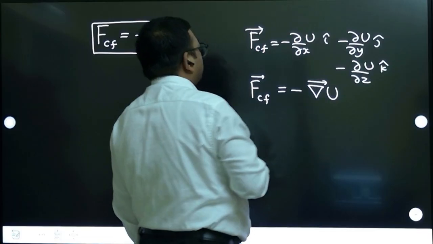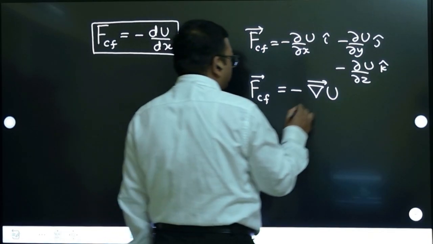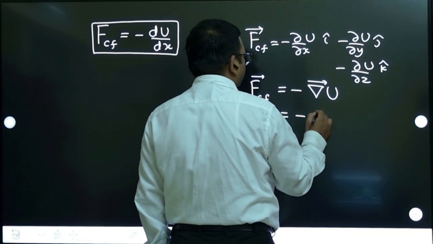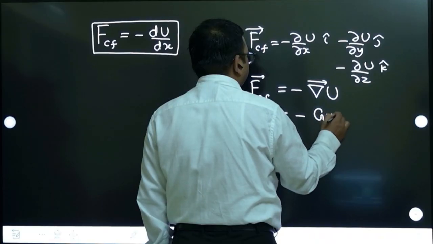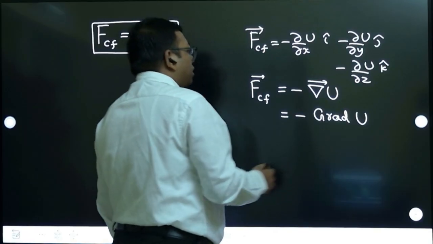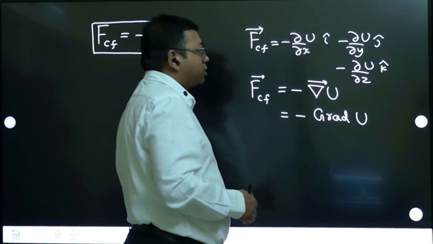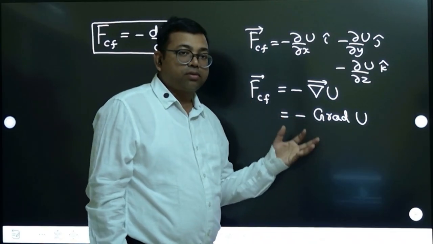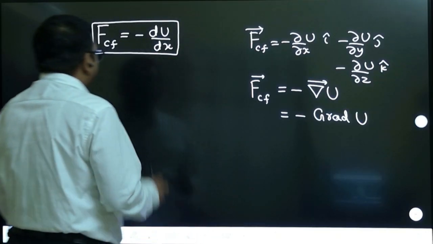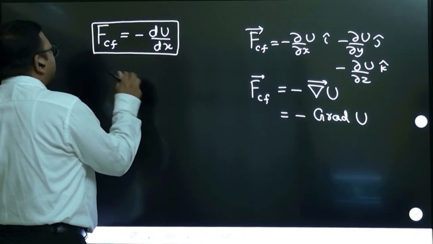And this is also called gradient. This del vector of U is called grad U. Grad is a mathematical operation; grad means it is del vector. But anyway, that is not important, that is maths. So let us take a simple case, one dimension.